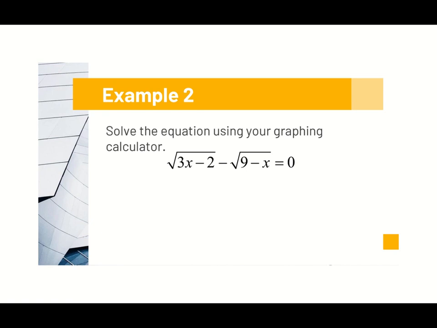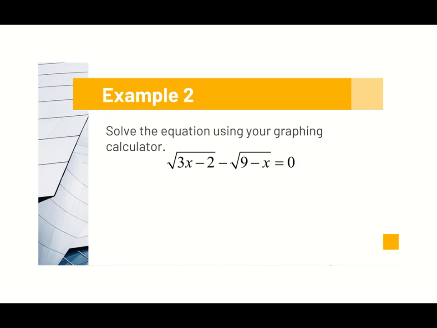All right, let's look at another example. This example says, solve the equation using your graphing calculator. We have the square root of 3x minus 2 minus the square root of 9 minus x equals 0. Unlike the last one, where we had an equation equal to an equation, right now we have two square roots on the left side.